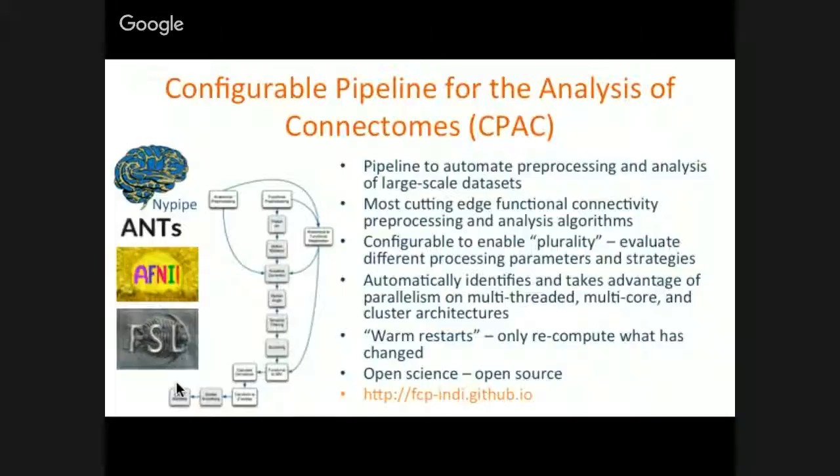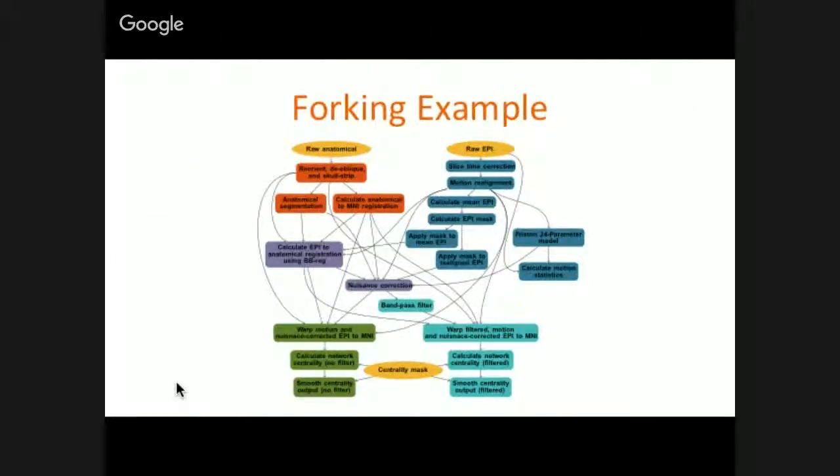Okay. So this is our webpage at the end, and I'll show you the webpage. But I wanted to talk a little bit about forking. So here's a forking example. The idea is that, so here's the basic preprocessing. This is cut down a lot. We've reduced a lot of the nodes here. And this is, again, I'm sorry, a little bit hard to read.